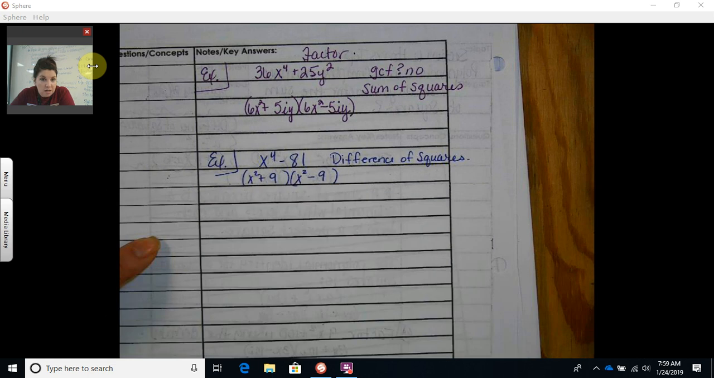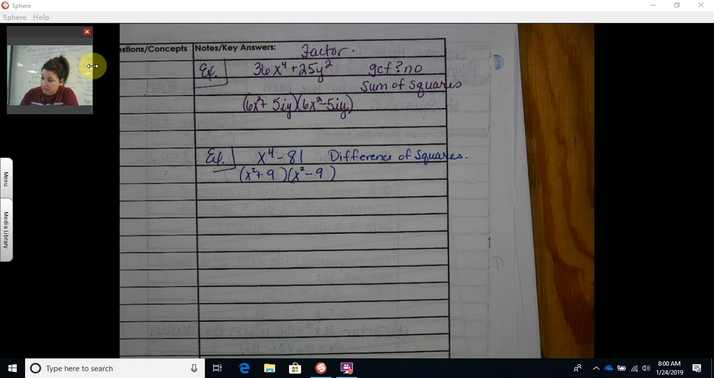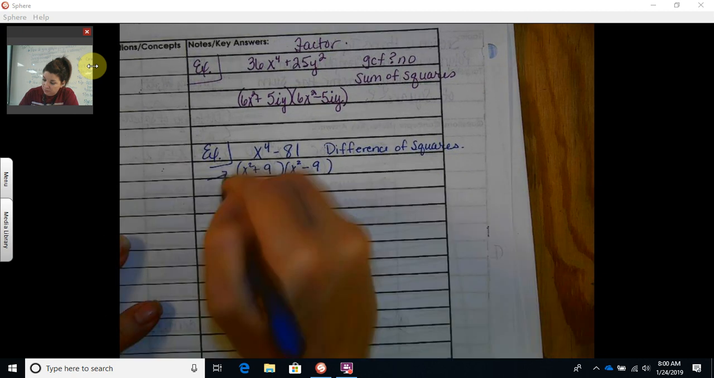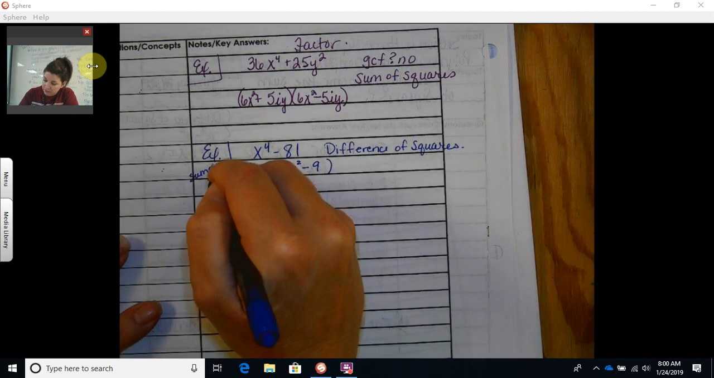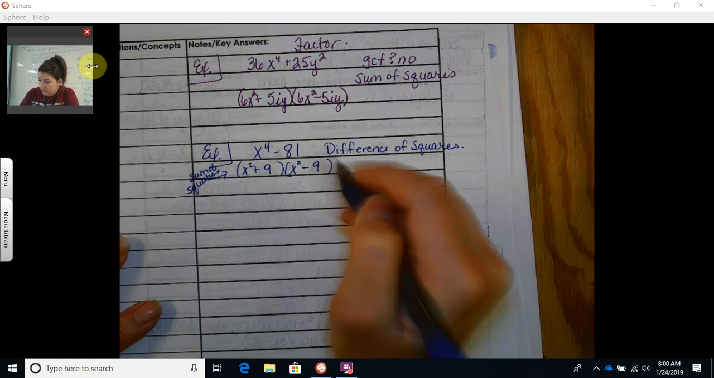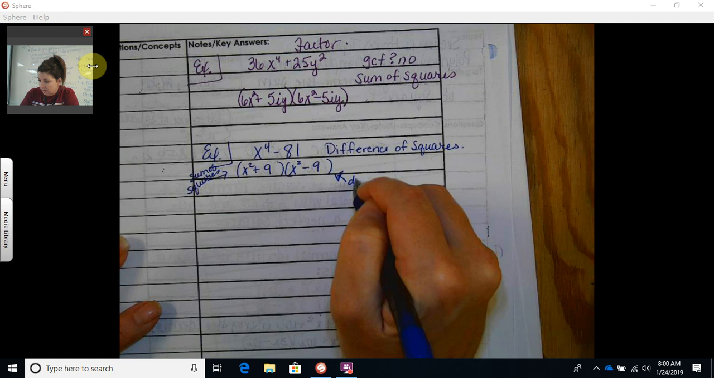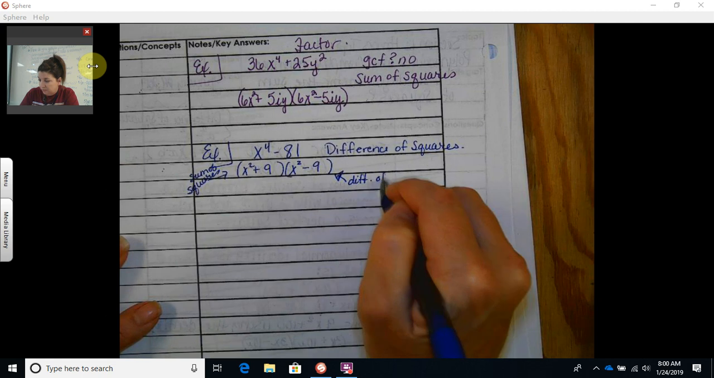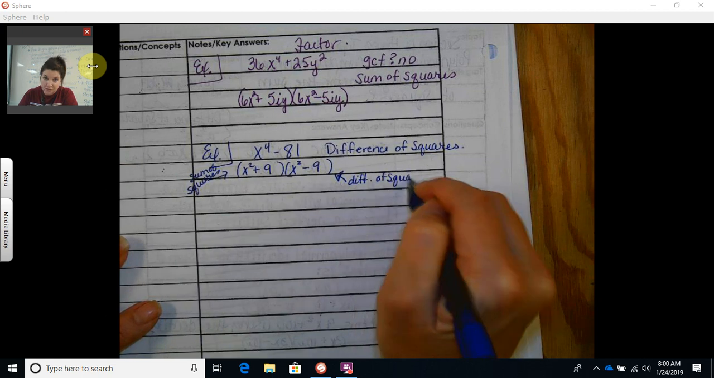Okay, x squared plus 9, can that be factored? That's a sum of squares, right? What about x squared minus 9? That's a difference of squares. We have sum of squares and difference of squares. So this is sum of squares, and this is difference of squares. So we factor them pretty much the same except for that whole i thing.